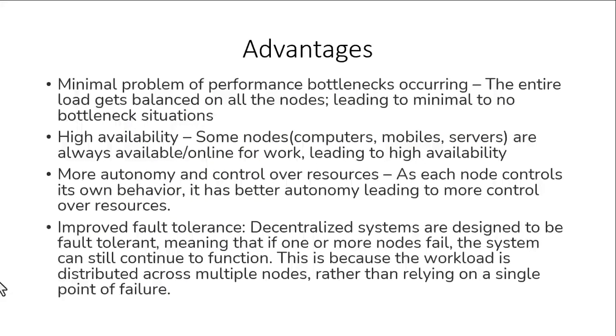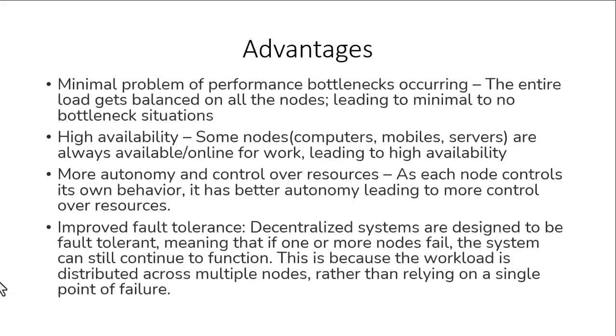Advantages include minimal problem of performance bottlenecks occurring. The entire system load gets balanced on all the nodes, leading to minimal to no bottleneck situations. So load is balanced. High availability: some nodes are always available online for the work, leading to high availability. As compared to the centralized system, where all the client users depend on one centralized server, so if the server fails, the whole system gets down. But here availability is not a big issue.